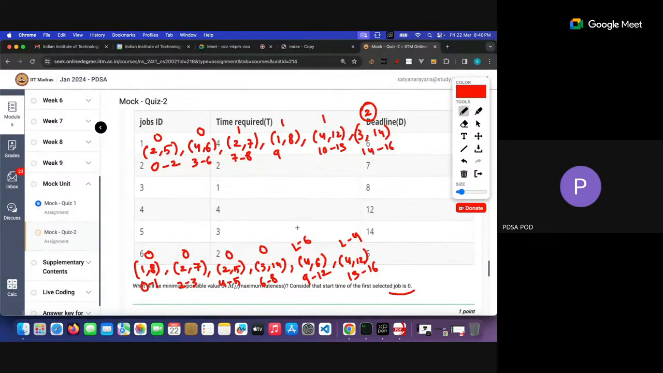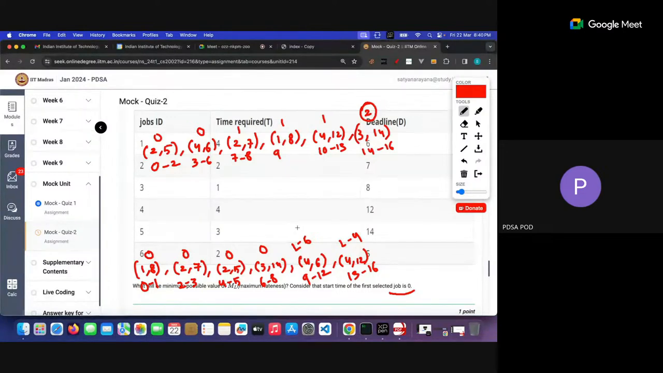Sorting based on time required is not suited, because it is not a dependent value. The difference between deadline and time required is what we are trying to subtract, so we base the sorting on the deadline. So 2 is the right answer. Is it indicating that if we want to finish all the jobs, then the maximum latency is 2? Means a maximum of 2 days will be exceeded. Yes, that we can finish. Okay, so that is about this one.